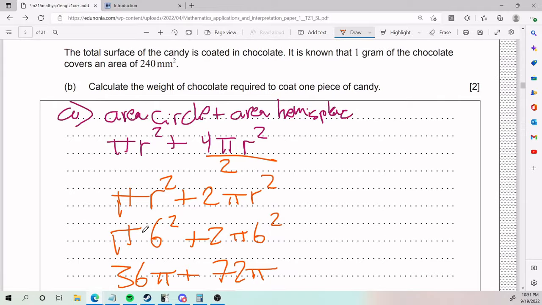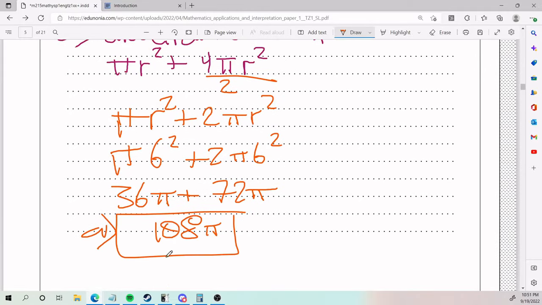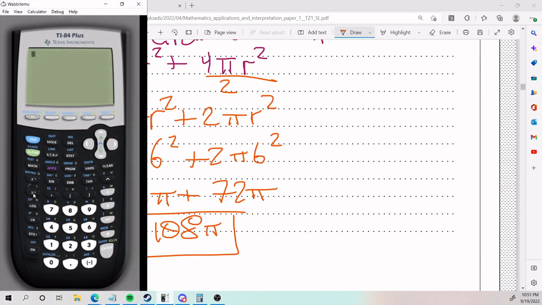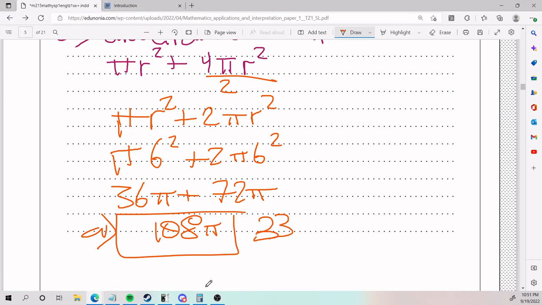You can leave it in terms of pi. I never liked to leave it in terms of pi because I am picky and we all have our things. So 108 times pi gives me 339.292. See? Make sure you put the units, millimeters squared. Squared because it is an area. If it were volume, it would be cubed. If it's distance, it's to the power of 1. So that is part A.